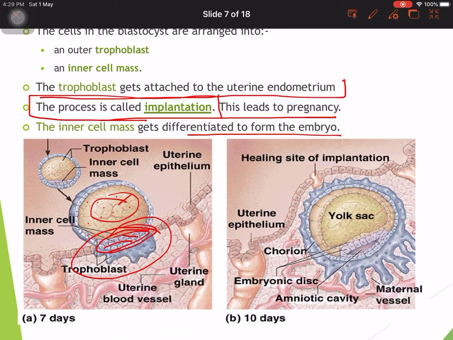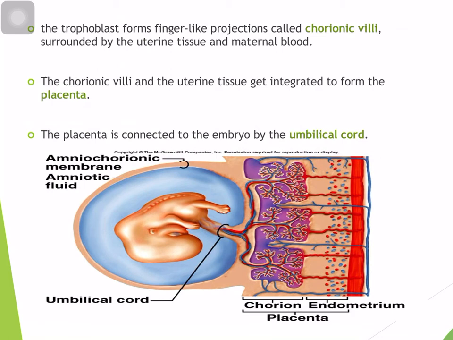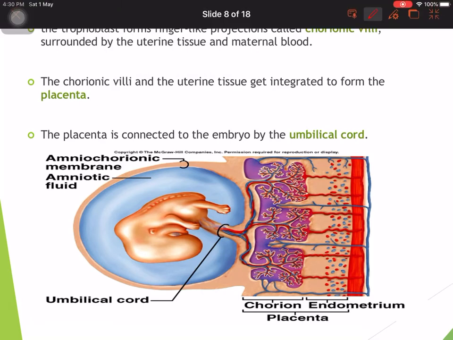Now healing of the site of implantation after the entry of the zygote inside the uterine wall. You can see the uterine wall is closed, and then you can see embryonic disc formation taking place, the amniotic cavity and maternal vessels. So this we are studying now. The trophoblast forms finger-like projections called chorionic villi, surrounded by the uterine tissue and the maternal blood. You can see from here, the chorionic villi and the uterine tissue get integrated to form the placenta. So this is very important.